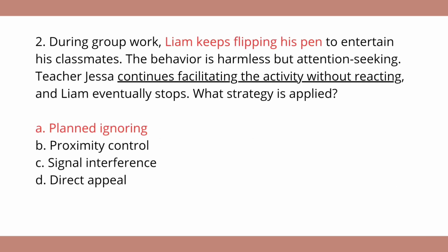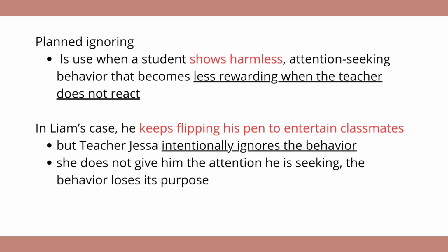The correct answer is letter A. Planned ignoring. It is used when a student shows harmless, attention-seeking behavior that becomes less rewarding when the teacher does not react. In Liam's case, he keeps flipping his pen to entertain classmates, but teacher Jessa intentionally ignores the behavior. Because she does not give him the attention he is seeking, the behavior loses its purpose, and Liam eventually stops, showing how planned ignoring works in that situation.